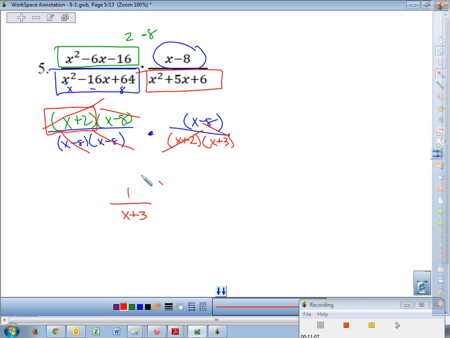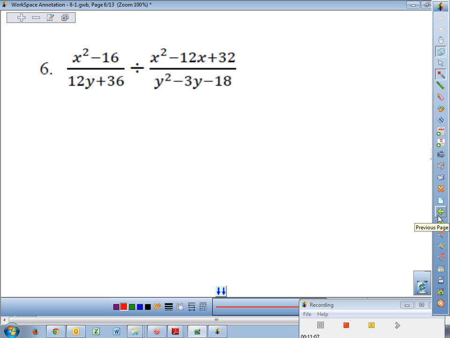The 1. Remember, we're not going to say x can't equal negative 3. We're not trying to restrict the domain because this is not a function. It's just an expression, and we're just realizing that this is what it would simplify to, and we understand that the denominator cannot turn out to be 0. Okay? Next one.